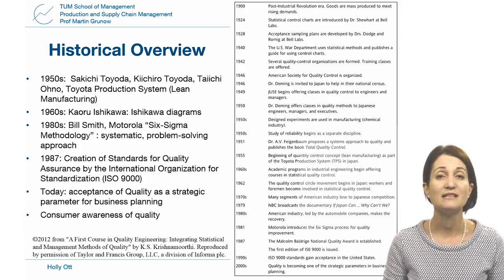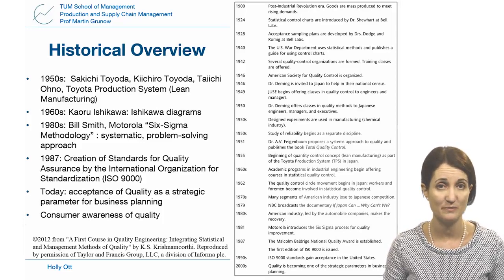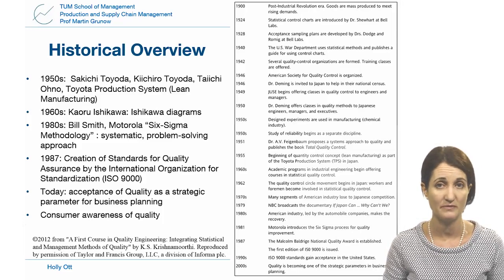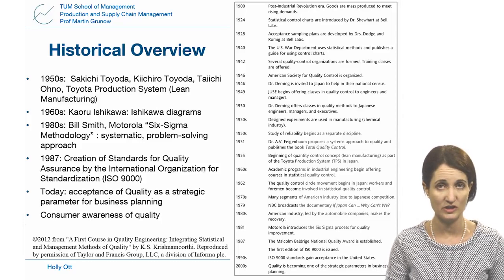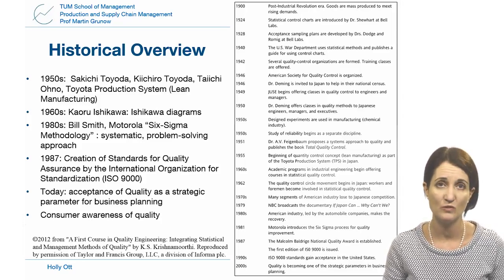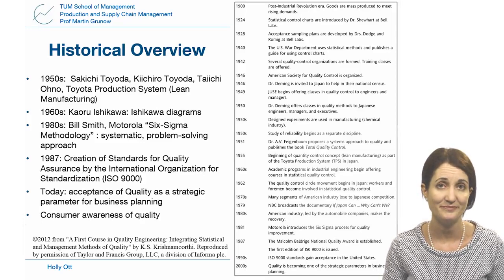And today we see the acceptance of quality as a critical strategic parameter in business planning. And we as consumers, we have a huge awareness of quality. We're interested in, as we said, different aspects of quality. We're interested in the reliability. We're interested in the performance. And today, more and more, we're also interested in how our products affect the environment. We're interested in sustainability.